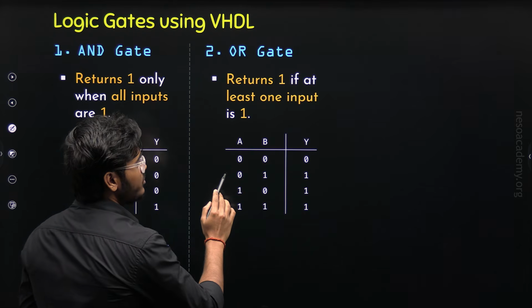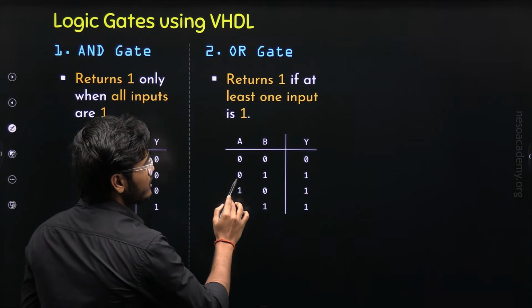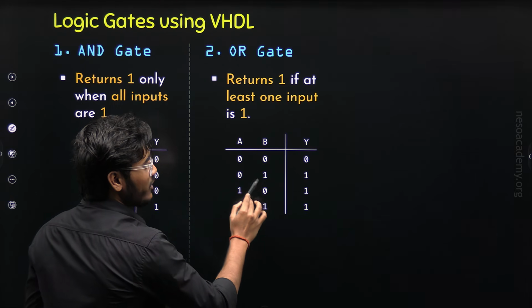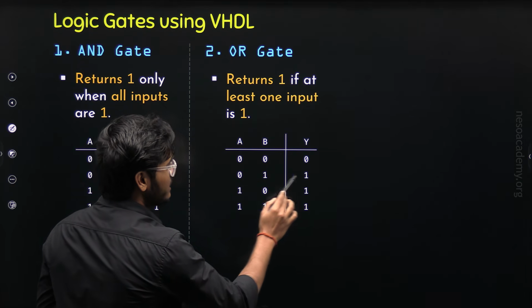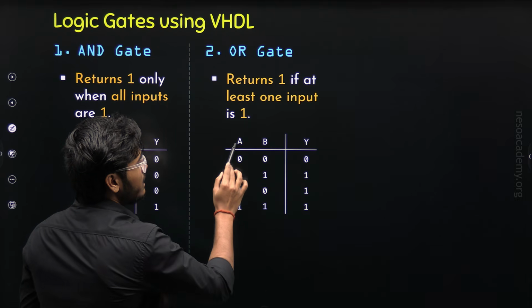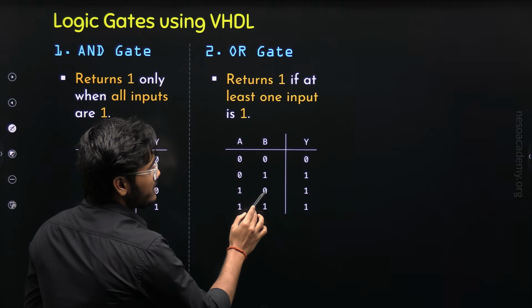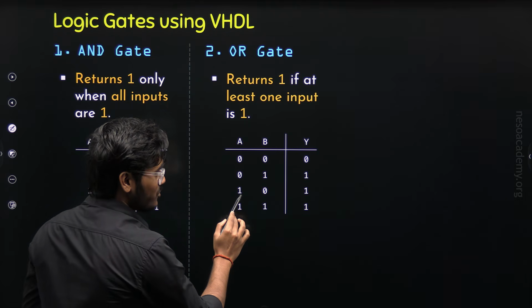Now look at the second input combination. A is 0, B is 1. Now here B is 1. Therefore, the output is 1. In the third input combination, A is 1, B is 0. Now here A is 1.